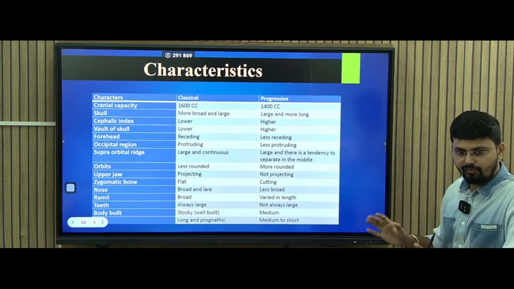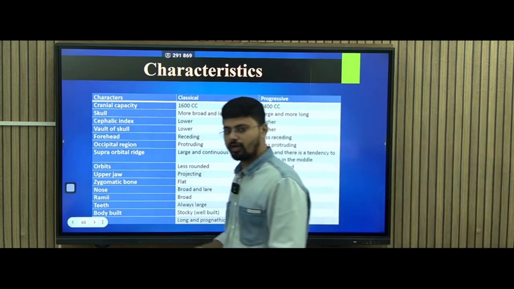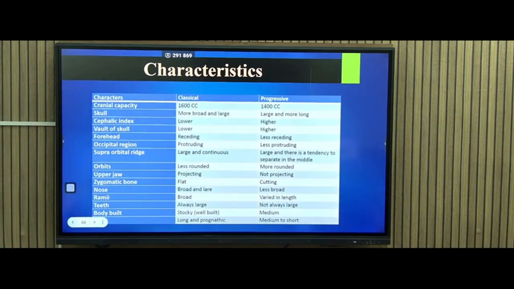Where all did we find the fossils? Tomorrow, if they give you that name, you should know that at this place, it is related to the Neanderthal, and we have to write the features of Neanderthal. So now this is the differentiation of classical and progressive.